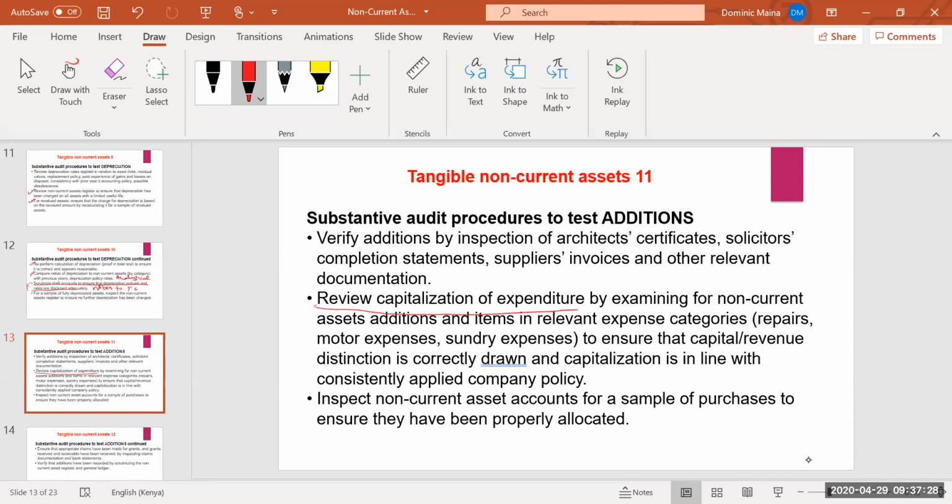There's a simple criteria that you can use as an auditor to assess whether the expenditure ought to be expensed or needs to be capitalized as part of the company assets. I hope that's clear. You can also inspect the non-current asset accounts for sample purchases to ensure they have been properly allocated. Simply, they have been posted and classified in the correct accounts. You can take a sample of the purchases or additions that were done during the year.